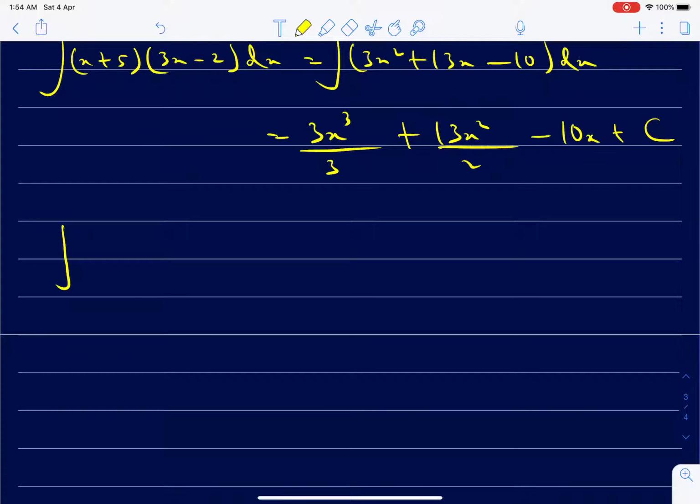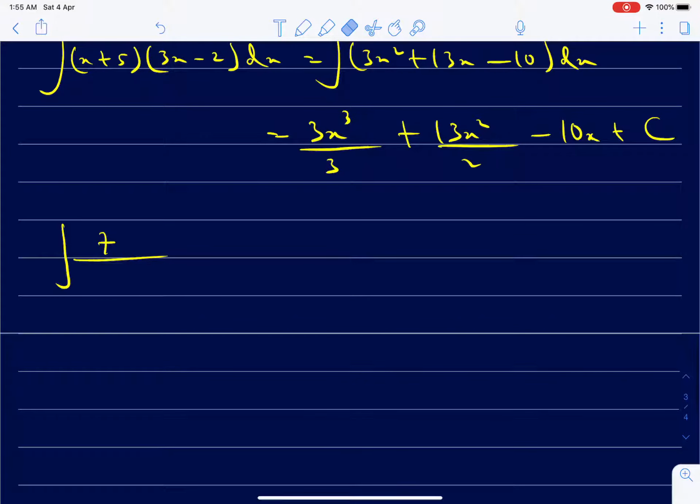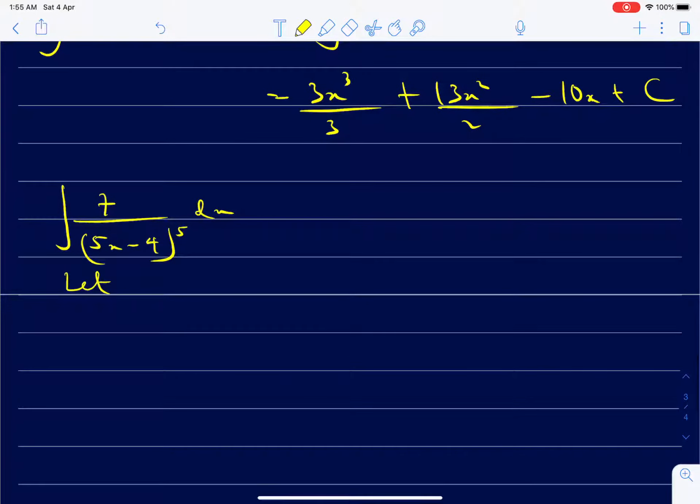Evaluate the integral of 7 over 5x minus 4 raised to the power 5 with respect to x. To do this, let's make u equal to 5x minus 4.